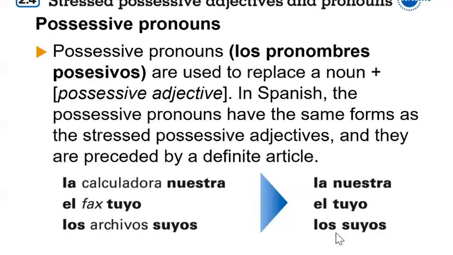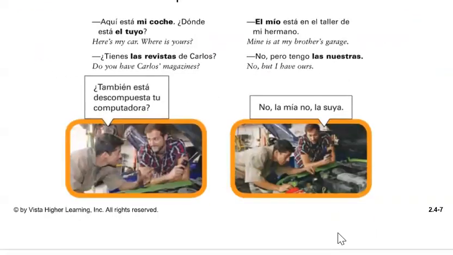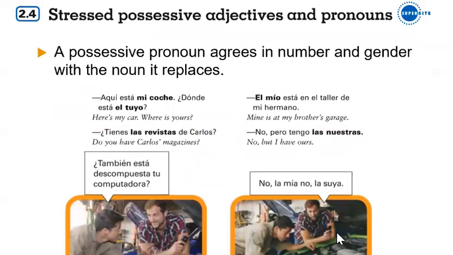This is the possessive pronoun. We don't need to have the noun in there anymore because we replaced it with los suyos. All you have to do to make that happen is get rid of the noun. You can see in each of these we got rid of calculadora, fax, archivos, and we formed a pronoun. We did already talk about the possessives, how they agree in number and gender. They have four different forms.